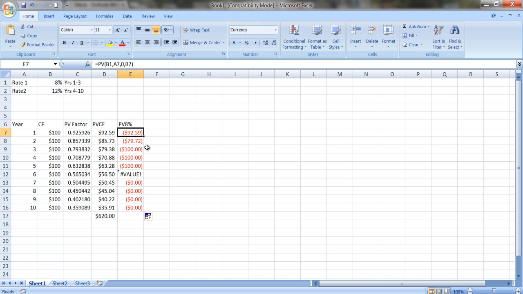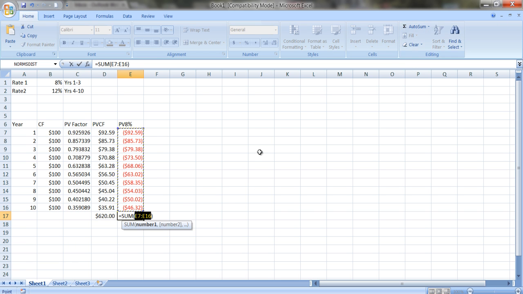Oops, I made a mistake. What did I do wrong? I forgot to put a $ sign in here, so it was moving the formula. So let me redo that. And here we have a present value. And again, if you've used Excel before, you know that it gives you the opposite sign. If you put in future value is positive, present value is going to be negative.